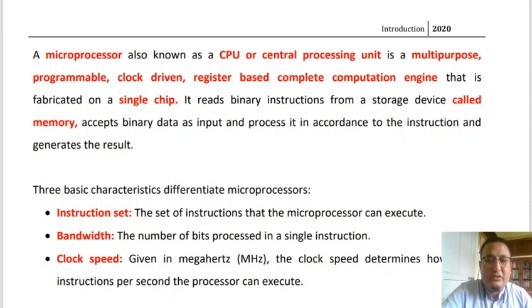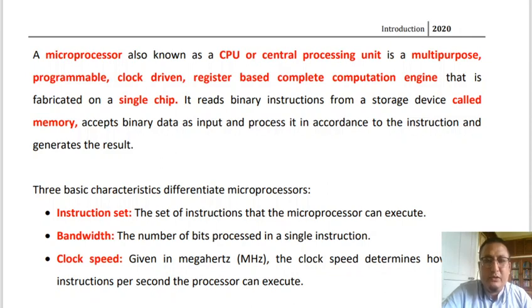It reads binary instruction from a storage device known as memory. It accepts binary data as input and processes it in accordance with the instruction and generates the result. Now, a microprocessor is called a multi-purpose device because it's capable of performing multiple types of operations governed by its capabilities. It is called a programmable device because with each and every microprocessor, there is a set of well-defined instructions that can be used to write a program for attaining a certain objective.